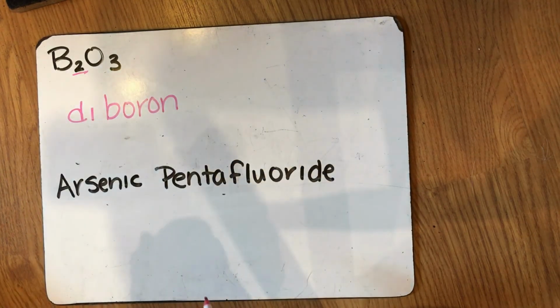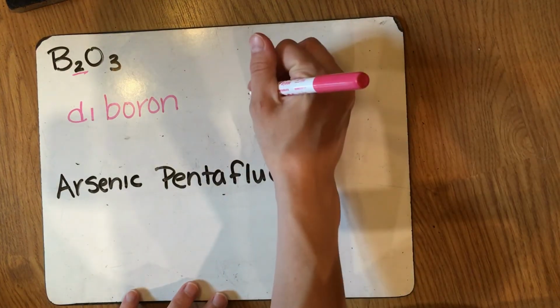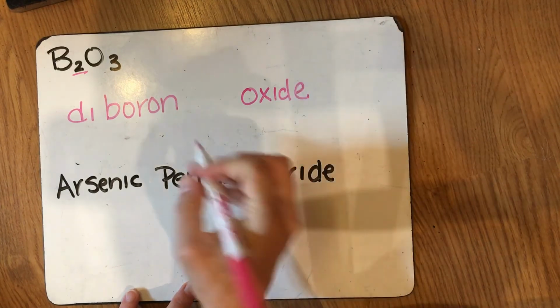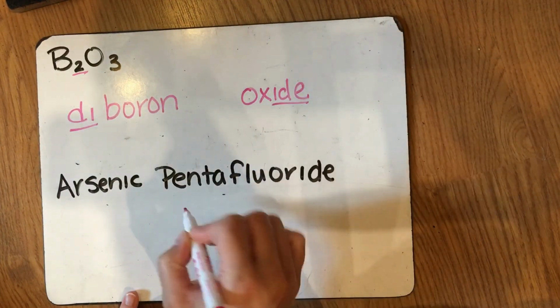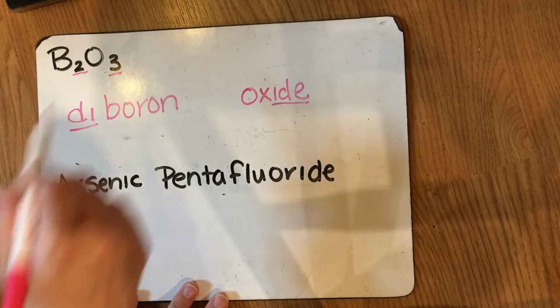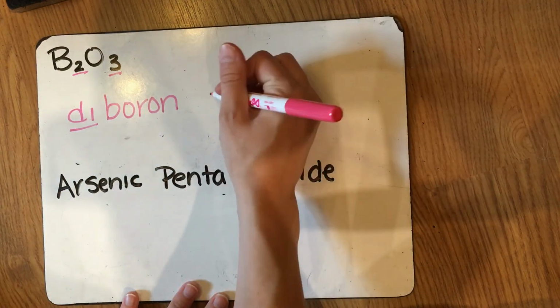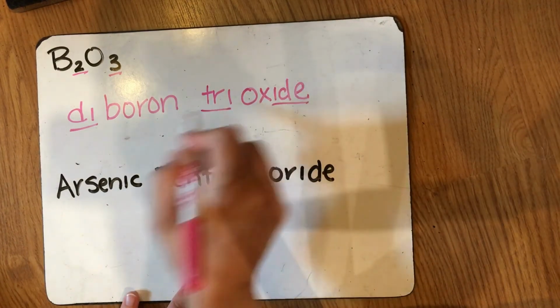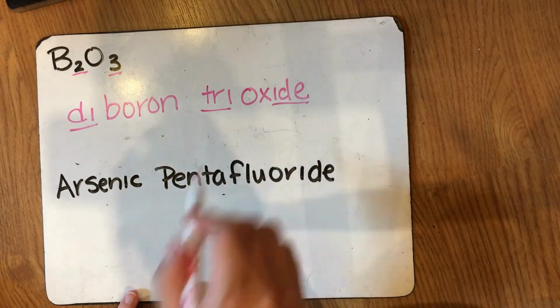Our second element is oxygen. Again, just like ionic compounds, the ending must change to IDE. So it's going to be oxide. So we added that and that. And then to show how many of them there are, we need to put a prefix for 3. The prefix for 3 is tri. So we have diboron trioxide.